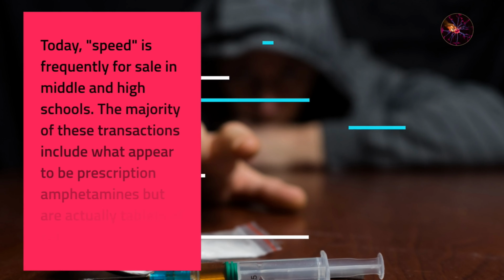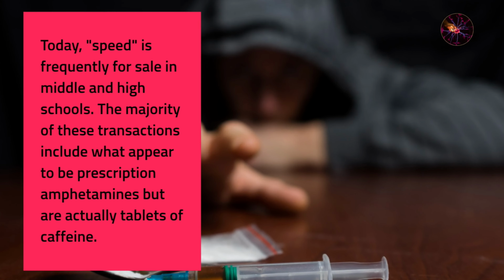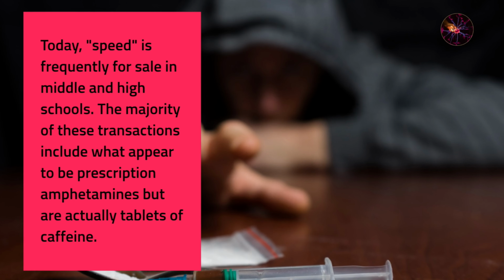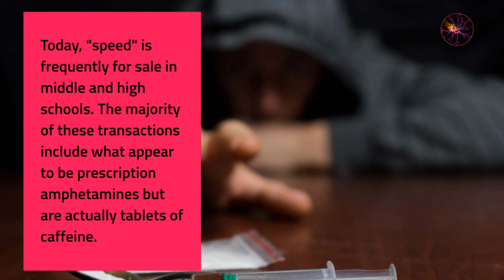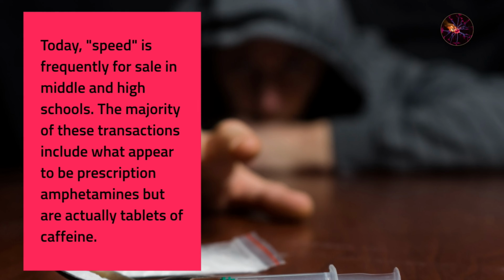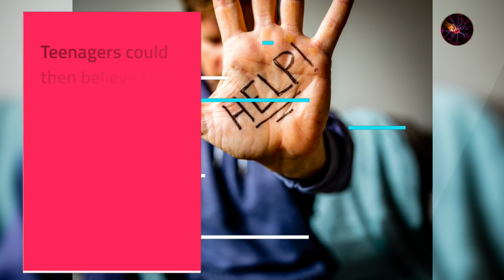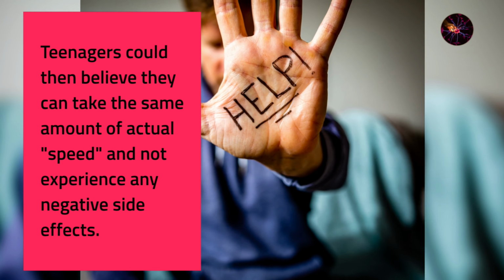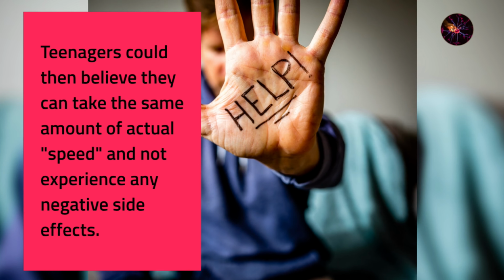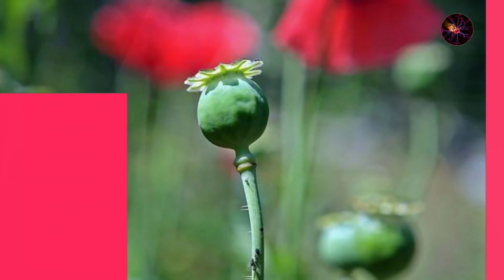Today, speed is frequently for sale in middle and high schools. The majority of these transactions include what appear to be prescription amphetamines but are actually tablets of caffeine. Teenagers could then believe they can take the same amount of actual speed and not experience any negative side effects.